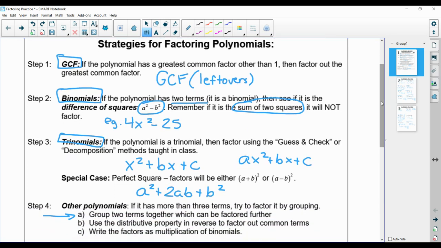Best way to learn how to factor is to practice. So feel free to go through this video as many times as you need. Good luck and happy factoring.